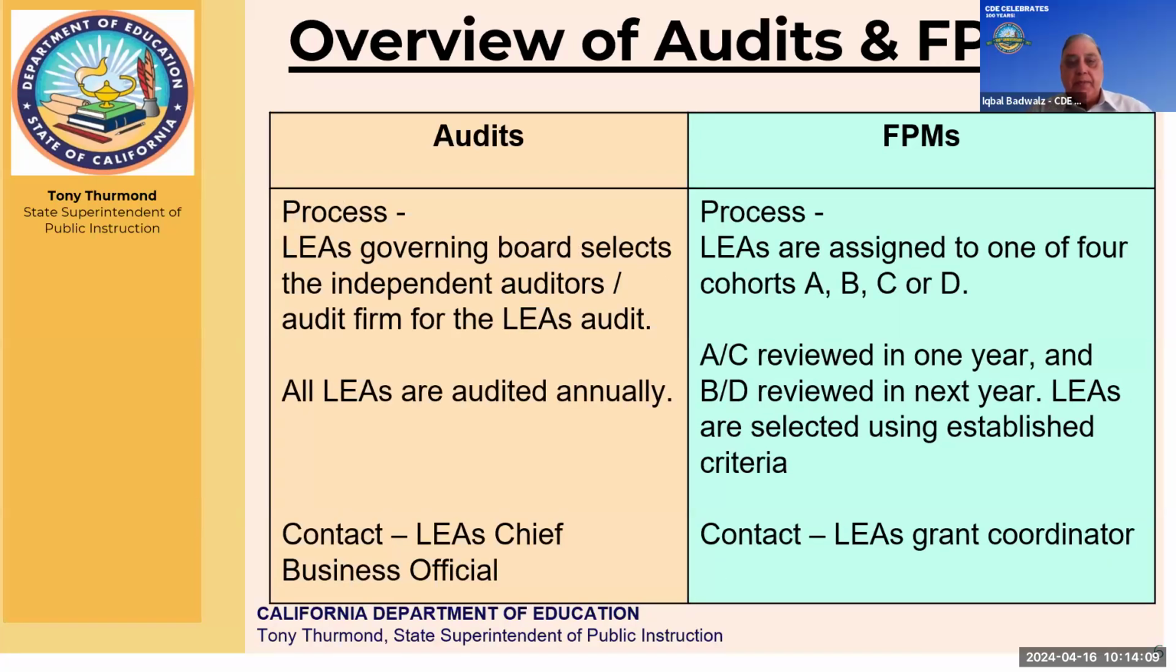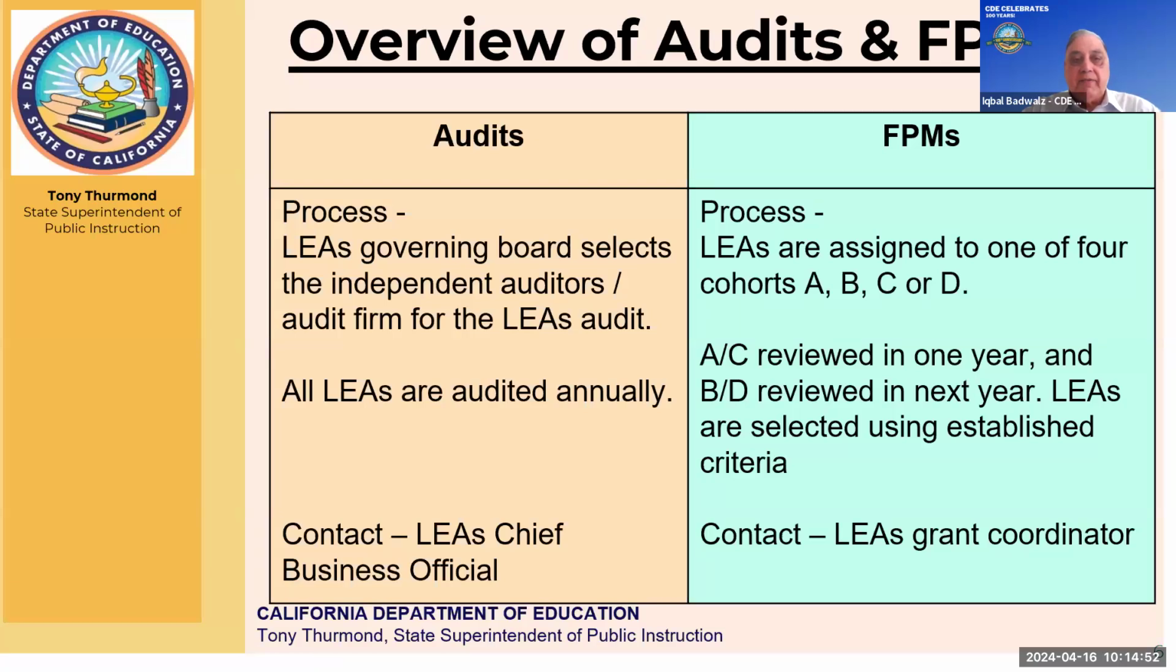So both audits and FPMs, they are processes. And as I mentioned earlier, all LEAs are required to be audited annually. The interesting thing is that the LEA's governing board selects the independent auditors, audit firms, for the LEA's audits. These are not CDE auditors. These are auditors selected by the districts, county offices of education, and or charter schools' independent governing board, and they are independent auditors. And if you wanted to find out when the auditors are going to be in the field, you should reach out to your LEA's chief business official.